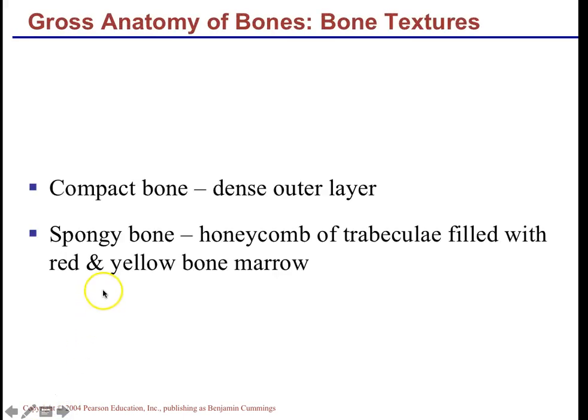Okay, so you have two flavors of bone: compact bone, and obviously that's going to be used for strength, and spongy bone. And spongy bone is where you're going to deposit that red bone marrow so necessary for the formation of blood cells.